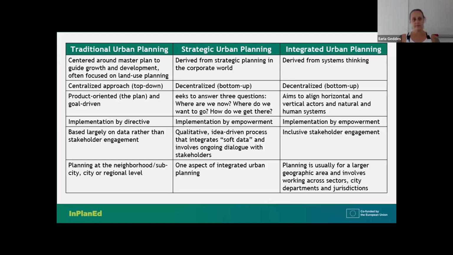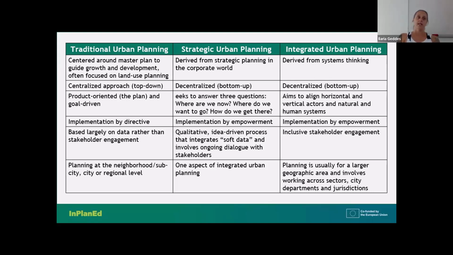So the first one is implemented by directives, guidelines, policies, while the others tend to be implemented by empowerment, so policymakers taking on what people's visions are. And then the first one is largely based on data, which I think is really very important. But additionally to that, the other two models tend to, strategic tends to involve a dialogue with stakeholders, while integrated tends to do inclusive stakeholder engagement from the beginning of a process.